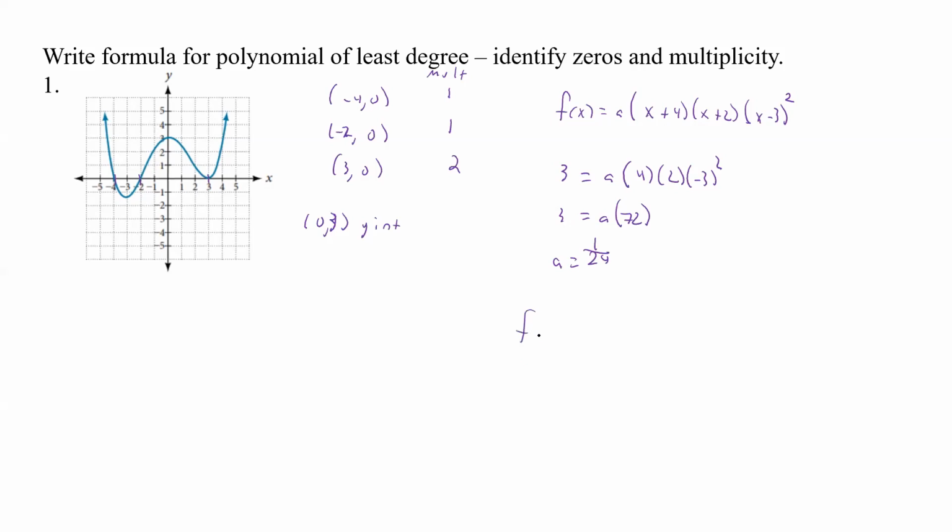And so then it gives us f of x is equal to 1 over 24 times x plus 4, x plus 2, x minus 3, squared. And so that is going to be our equation. And we have a degree of 1, 2, 3, 4. And so that means it should be going up because here that's a positive. And so our general form is like that because k is greater than 0. That's what we see here. And so therefore, we're pretty sure that that's going to be the polynomial of least degree.